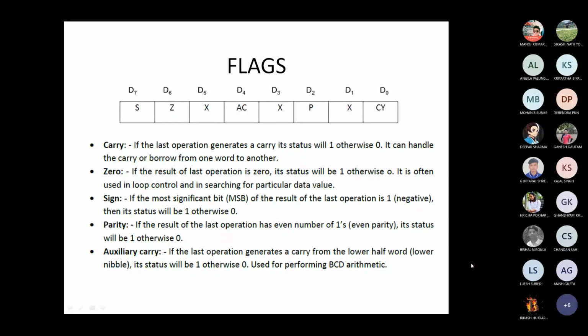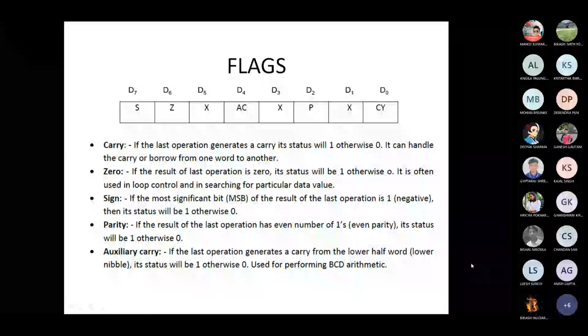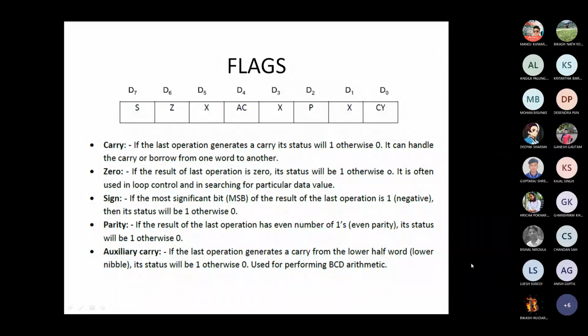Then finally we have the sign flag on D7, which is 1 if the result is negative and 0 if the result is positive. If the result is a positive value, the sign flag is 0. If the result is a negative value, the sign flag is 1. So we have 5 flags: S, Z, A, P, and C. It is part of the flag register of the 8085.